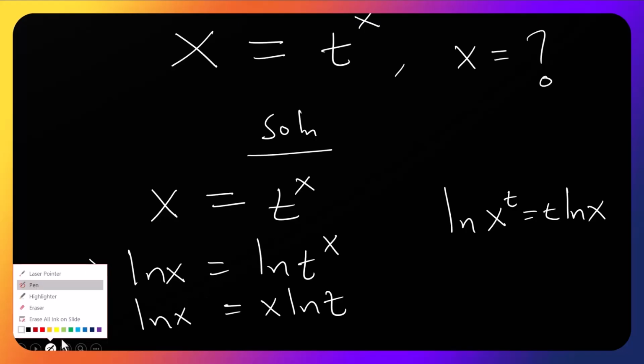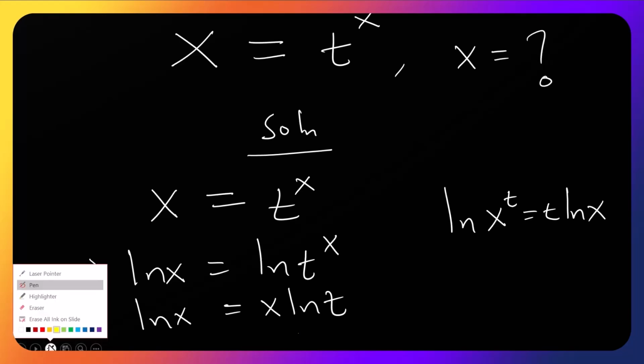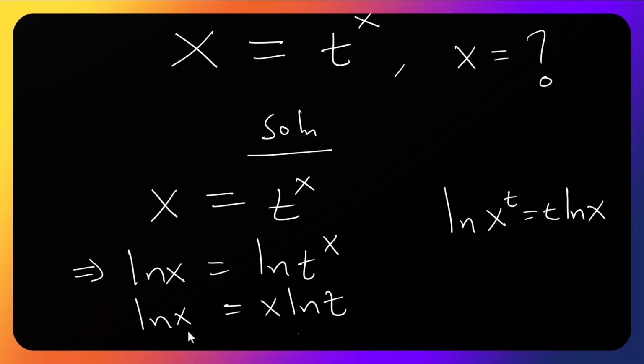Now let's observe this one carefully. We have x here, x there. So let's group the x on one side. I can only do that by dividing both sides by x. Once I do that, this side will be x, and this one will cancel. So I will leave it as ln of x on x equals ln of t.